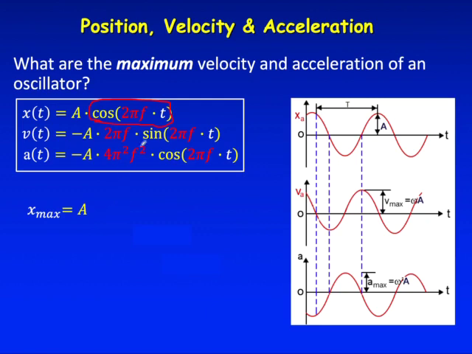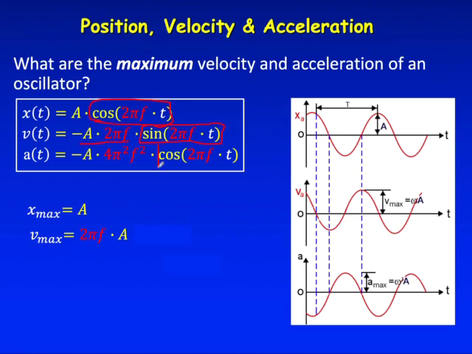But what about velocity? Well, if you look at this, we've got the sine function here. What's the largest the sine function ever can be? Well, when this is equal to 90 degrees or pi over 2, it becomes 1. And so the maximum velocity of a simple harmonic oscillator is just equal to this term in front, A times 2 pi f. Yeah, I dropped a negative sign because I'm only interested in the magnitude.